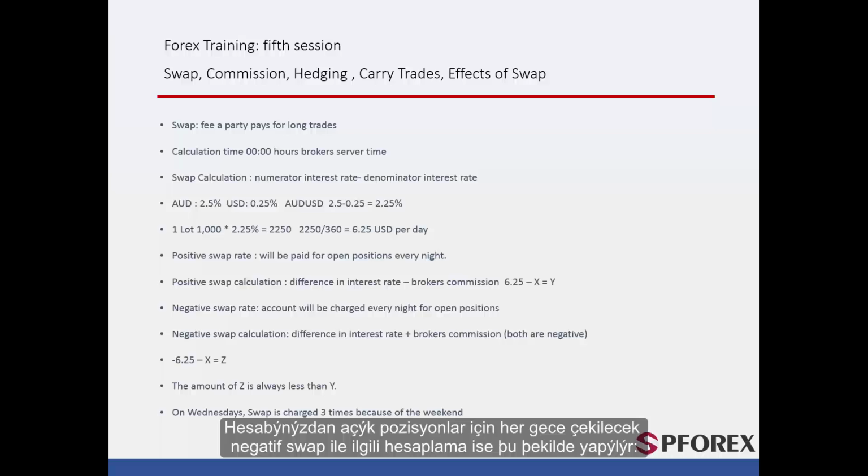The calculations for a negative swap, which will be withdrawn from your account every night for any open positions, are like so. In this case, the difference in interest rates is $6.25 minus the broker's cut, which means $6.25 minus X equals Z. And because the interest rate is negative here, Z will also be negative.